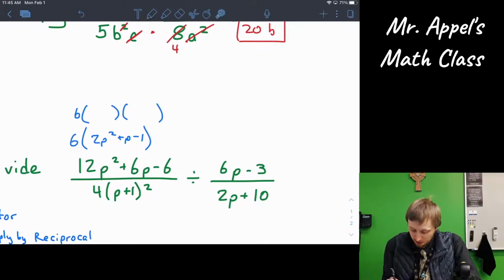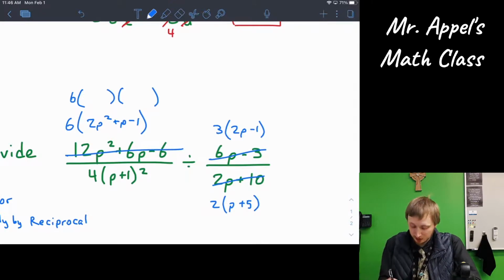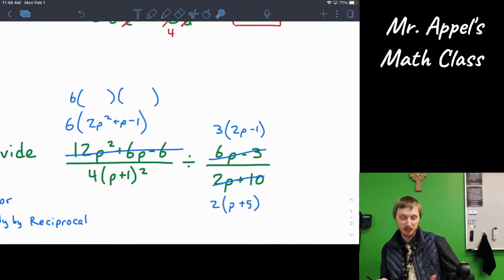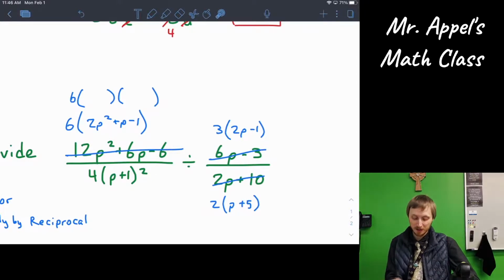Because 6p minus 3, I can factor out a 3 from that. And we get 2p minus 1. 2 and 10 are both even. Okay, so factor that. That's going to be, factor the 2 out, you get p plus 5. Okay, so that's entirely factored, that's entirely factored. This is 4 times p plus 1 squared, that's all multiplied. So that's fully factored. But now I've got some better options to look at. Hey, do you think 2p minus 1 or p plus 5 might appear in here?